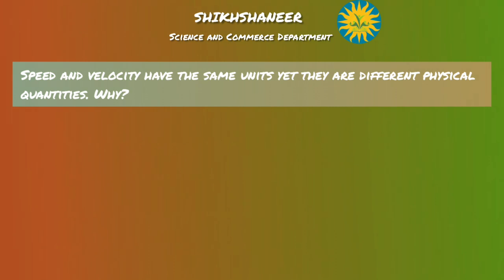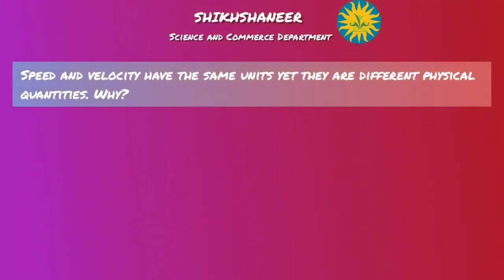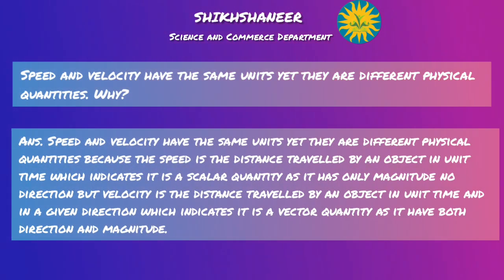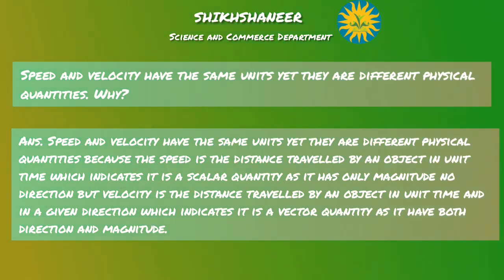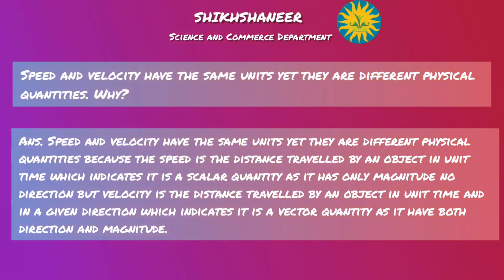Speed and velocity have the same units, yet they are different physical quantities. Why? Speed and velocity have the same units, yet they are different physical quantities because speed is the distance traveled by an object in unit time, which indicates it is a scalar quantity and it has only magnitude and no direction. But velocity is the distance traveled by an object in unit time and in a given direction, which indicates it is a vector quantity and it has both direction and magnitude.